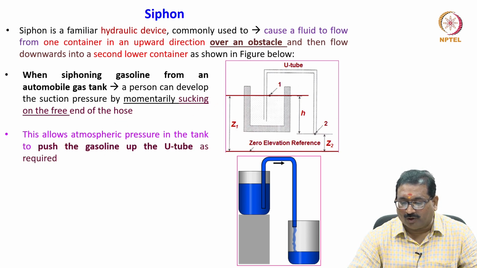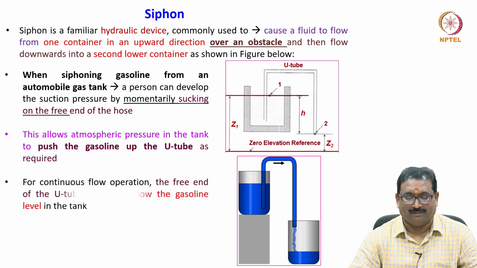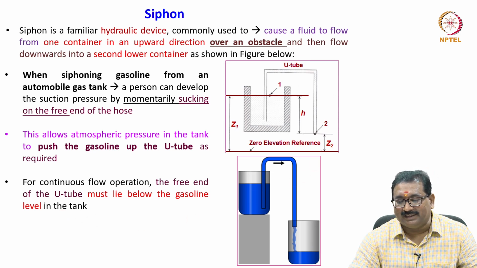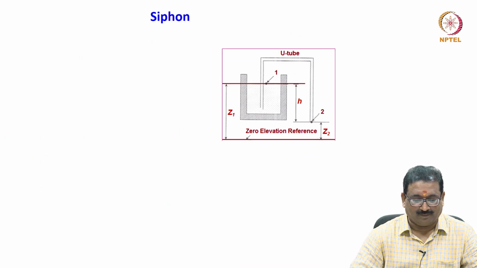This allows the atmospheric pressure acting here, and with the vacuum, a differential pressure is there, and then it will catch up the fluid. It is a continuous flow operation. The free end of the U-tube must be below the gasoline level of the tank. Please remember, this is the free end. One end of the U-tube is in the tank, and the other one is Z2, which is very important. Here is the zero reference; from the top it is Z1, and the free end is Z2, meaning small h equals Z1 minus Z2, similar to what I told you previously.